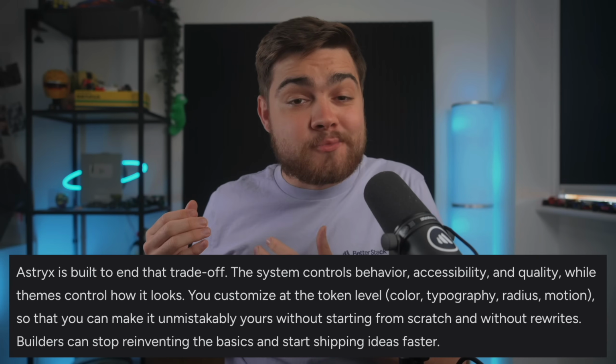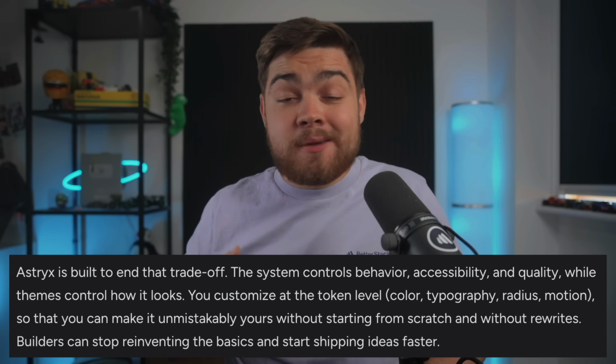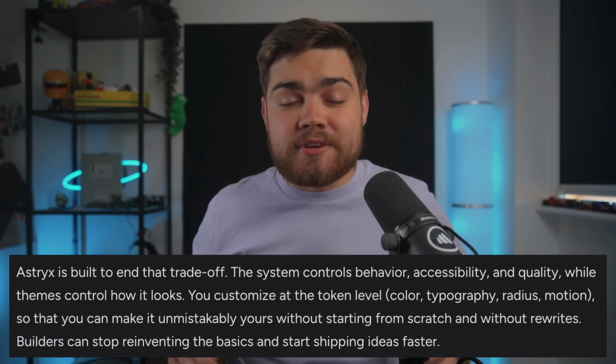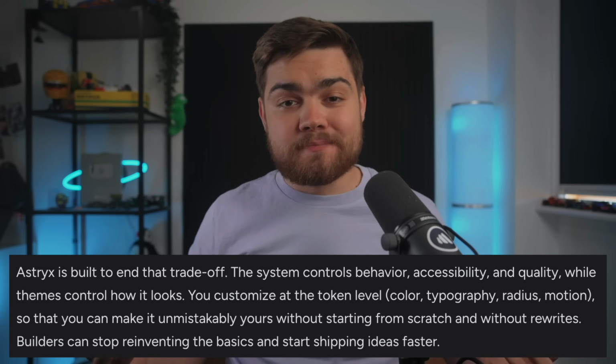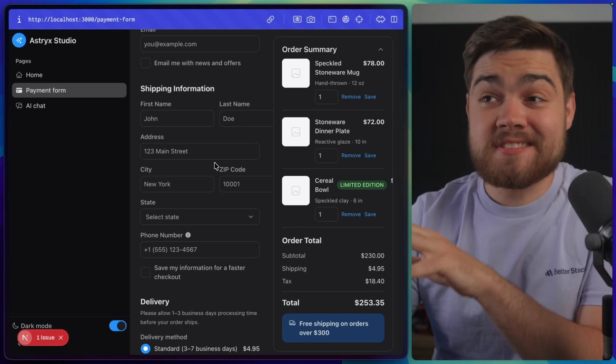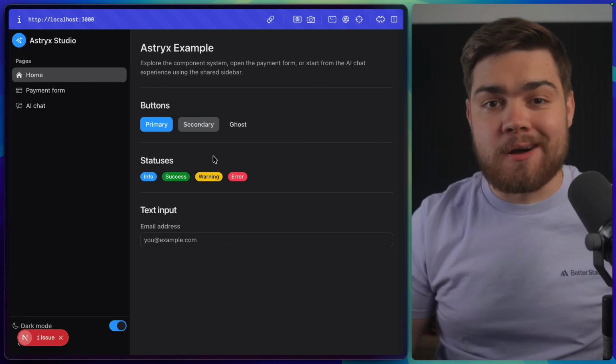With Astryx, the system controls the behavior, accessibility, and quality, and themes control how it looks, being customized at the token level for things like color, type, radius, motion, everything you could need without ever rewriting a component. So here I have an application that I made using some of those templates off the Astryx website, and this is actually the default look of all of the components if you don't provide them with a theme. So it does come with a base theme.